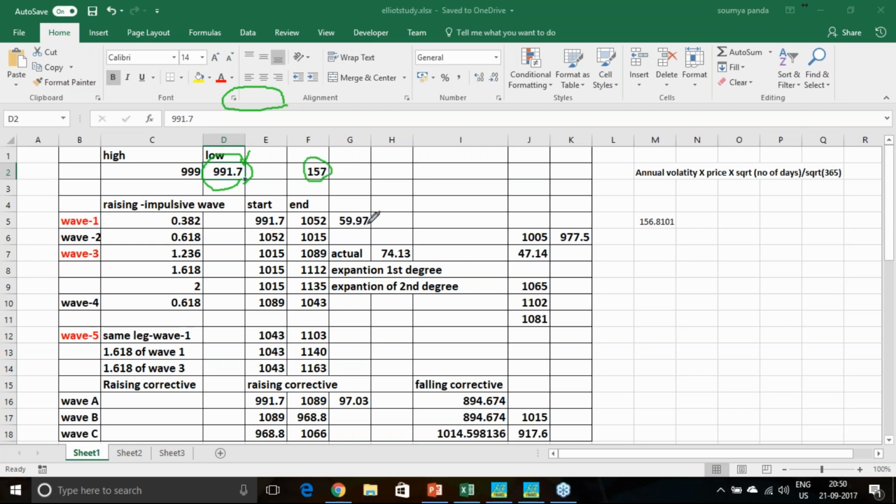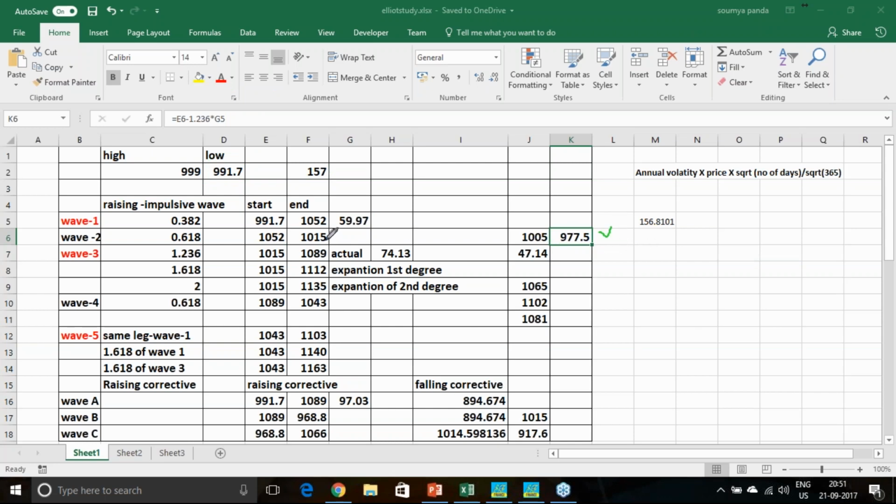Price range, wave 1 I have drawn. So wave 1 is having 60 rupees. Wave 2, there will be a retracement from here to 1015, and if this retracement continues also, it can come till 977. As I told you, wave 2 has an expansion. This expansion goes to 0.786, 1005. Second degree expansion happened, 977.5. Till this 977.5, wave 2 is not broken, wave 2 is not a failure. Till this point also, you can wait.